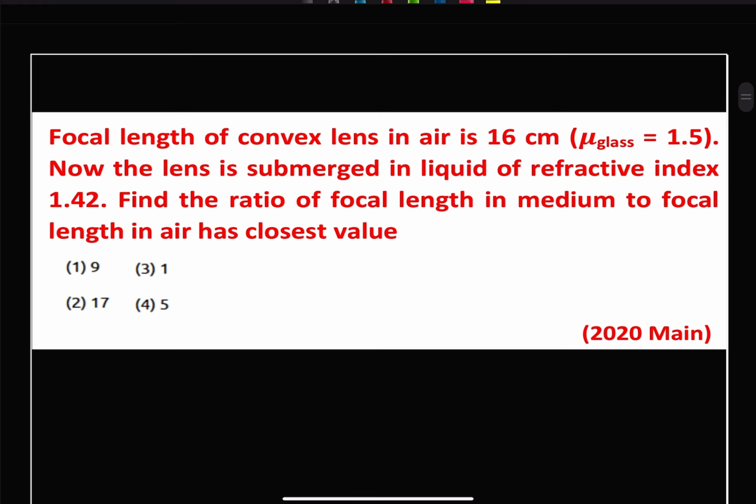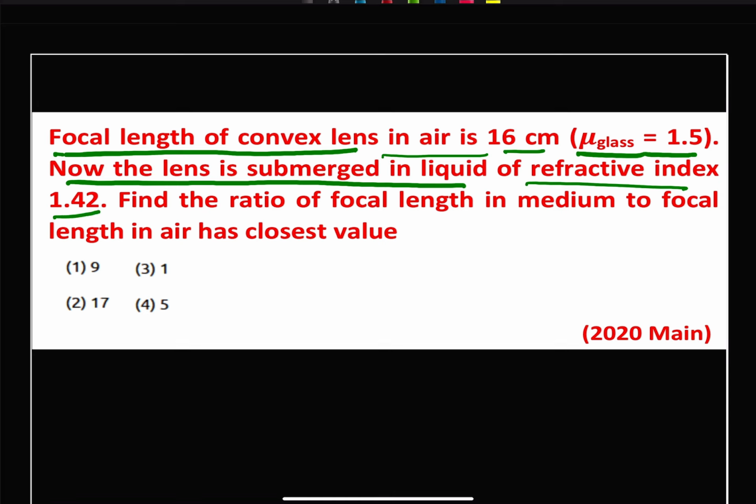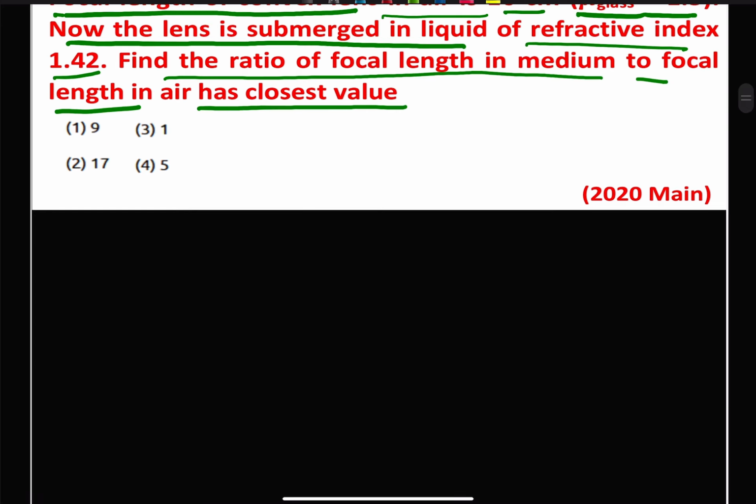Next question. We are given that the focal length of a convex lens in air is 16 centimeter and mu of glass is given as 1.5. Now the lens is submerged in liquid of refractive index 1.42. Find the ratio of focal length in the medium to the focal length in air, which has the closest value. So in this case, we are going to use the formula: 1 upon F for the air will be equal to refractive index of glass divided by refractive index of air minus 1, times 1 upon R1 minus 1 upon R2.